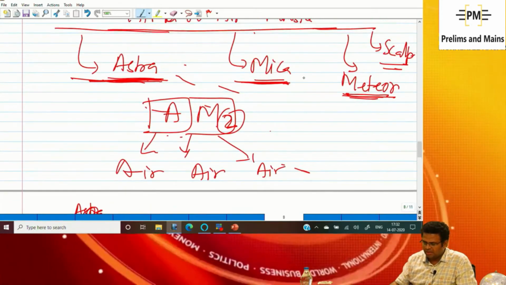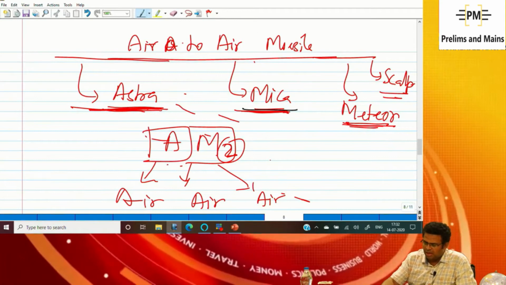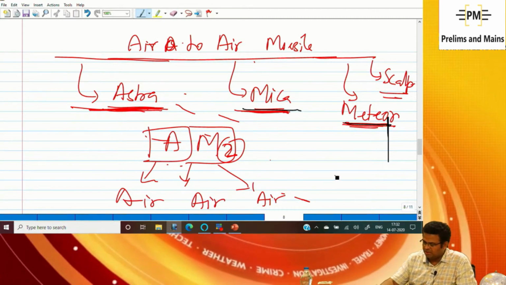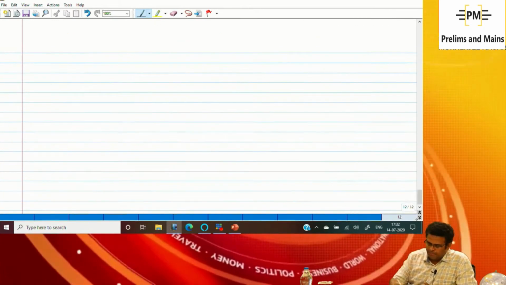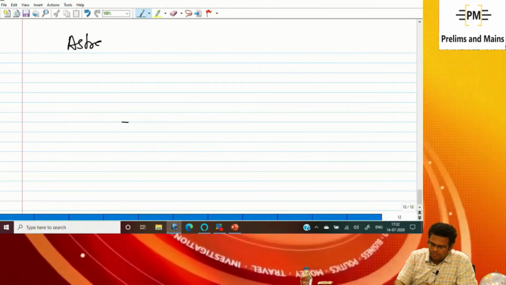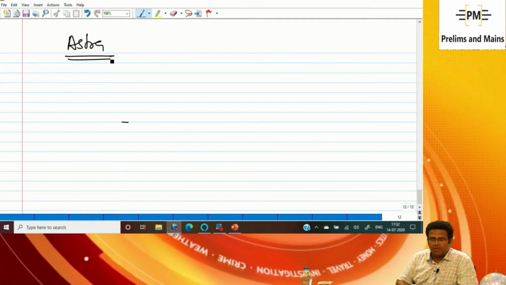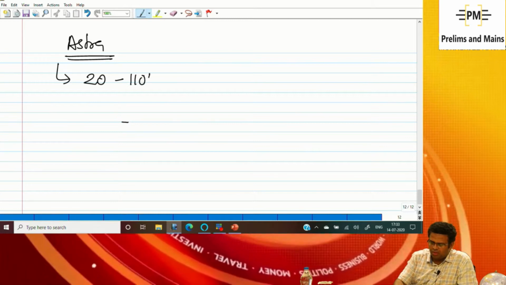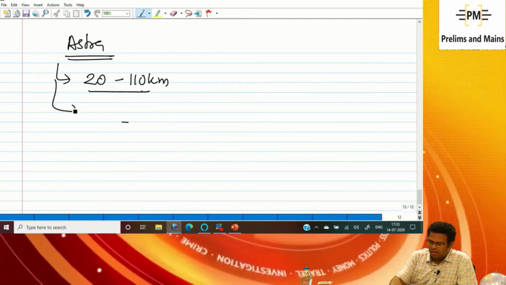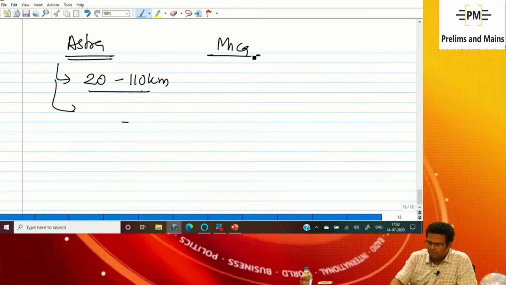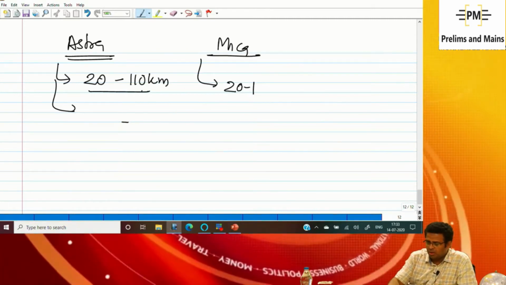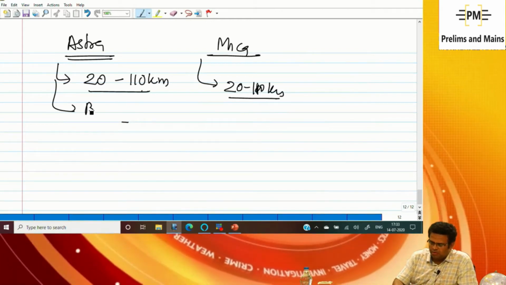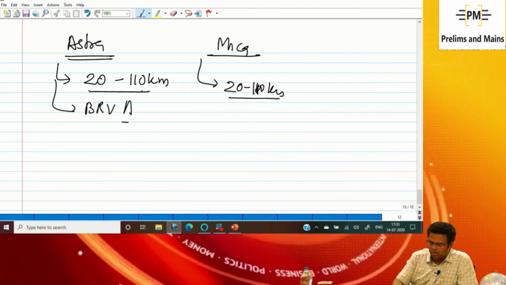Especially Astra, Mica and Meteor, and especially Scalp. So these are different kinds of missiles. The Astra missile, air to air, can have a range from 20 kilometers to 110 kilometers. Another is the Mica, similarly around 20 to 100 kilometers, it can be written as 110, and it is a beyond visual range air to air missile.